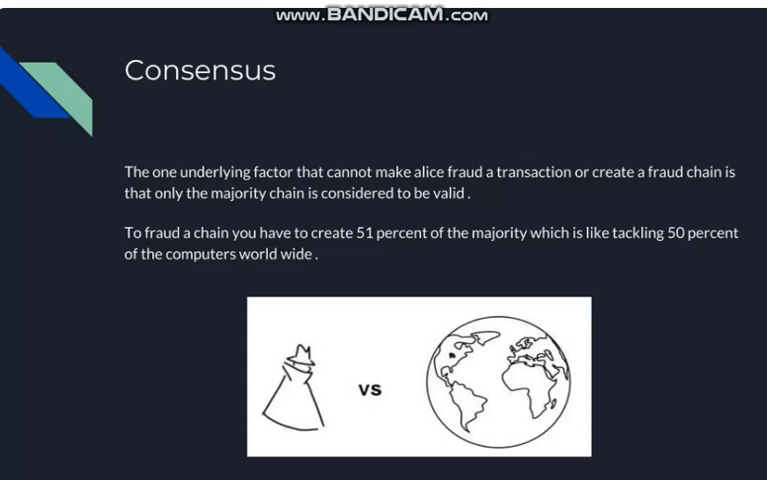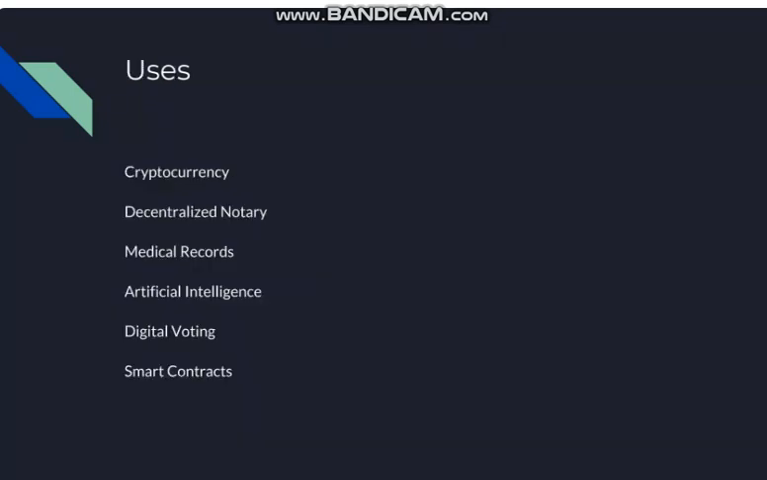To fraud a chain, you have to control 51% of the majority, which is like tackling 50% of the computers worldwide. Uses: cryptocurrency, decentralized notary, medical records, artificial intelligence, digital voting, smart contracts.